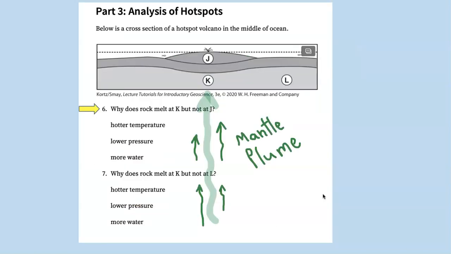Part 3 asks about hotspots, and I drew a little cartoon here reminding you that there's a mantle plume feeding this area. So why do rocks melt at K but not J? Well, the temperature is hotter. This mantle plume is coming up and it's very hot. What about rocks at K but not L? Again, these are at the same depth. And again, it's the temperature. K is very hot because the mantle plume is feeding it.